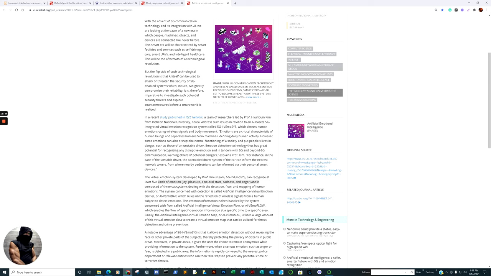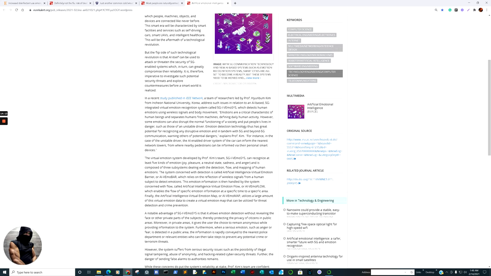And it's composed of three subsystems dealing with the detection: flow, mapping of human emotions, and detection. All right, I read that kind of correct. The system concerned with detection is called Artificial Intelligence Virtual Emotion Barrier, otherwise known as AI VMOBAR, if that's how you say it, which relies on reflection of wireless signals from a human subject to detect emotions. The emotion information is then handled by the system concerned with the flow, called Artificial Intelligence Virtual Emotion Flow. Makes sense. All right, which enables the flow of specific emotion information at a specific time to a specific area. Blah, blah, blah.